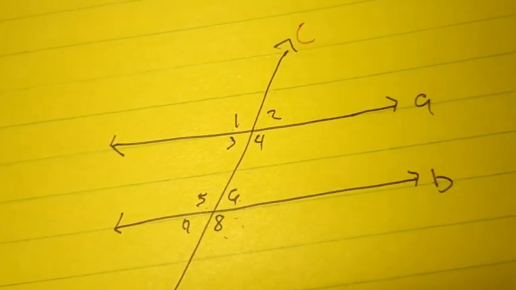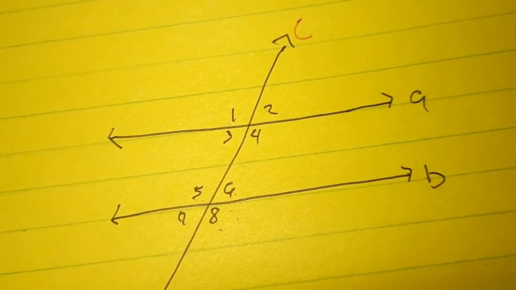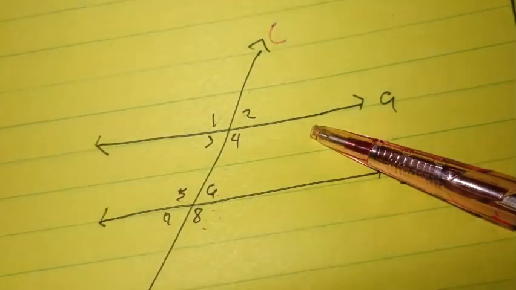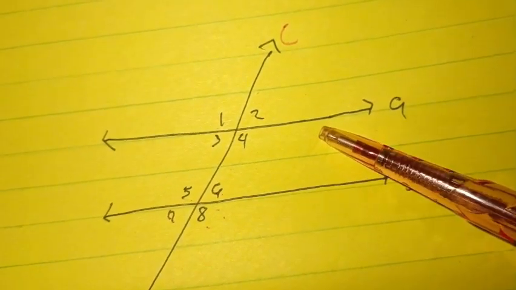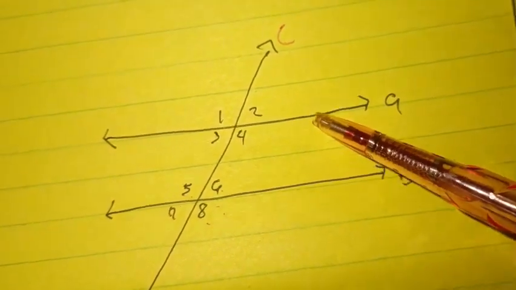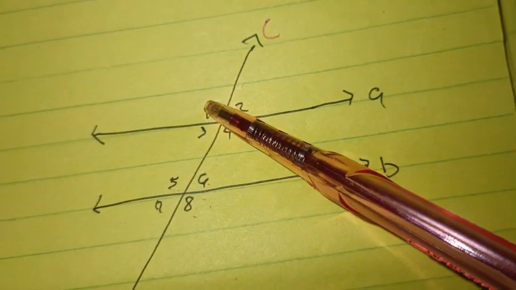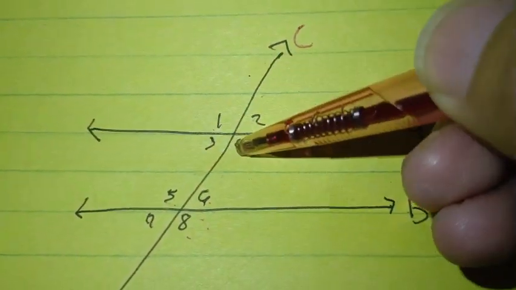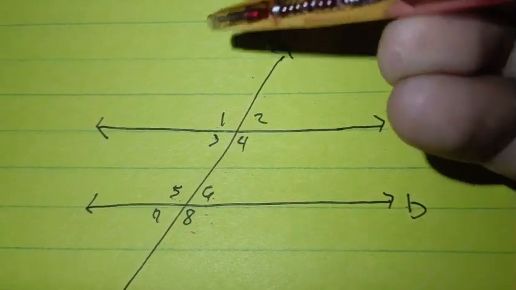And the last term you need to be familiar with are vertical angles. Whenever you have two lines that intersect each other, they will form vertical angles. Let's say this angle is vertical to this angle. So angle 1 is vertical to angle 4. So they share the same measurement.